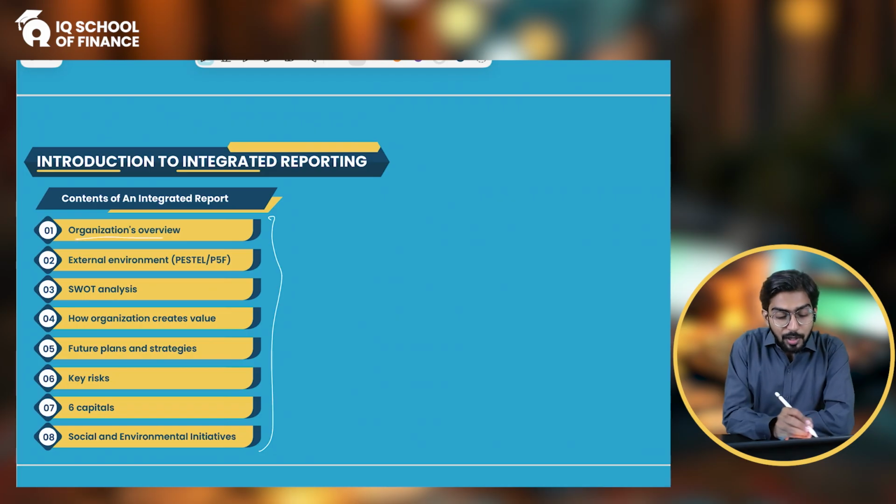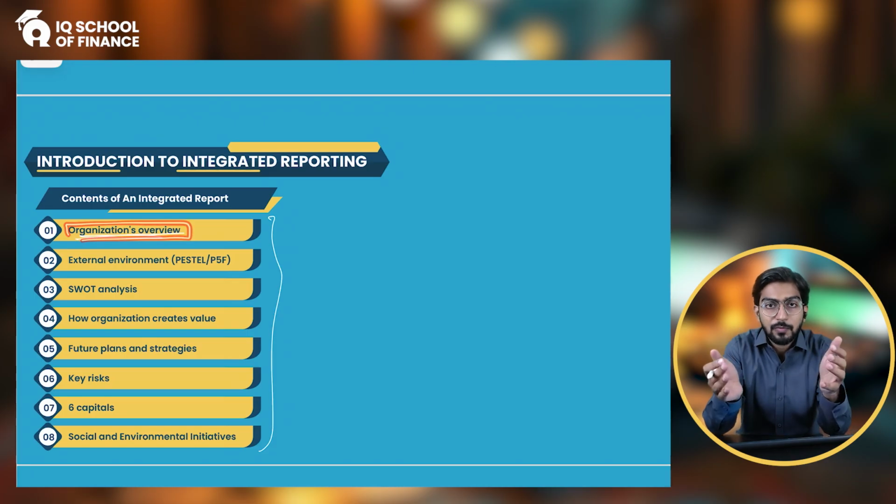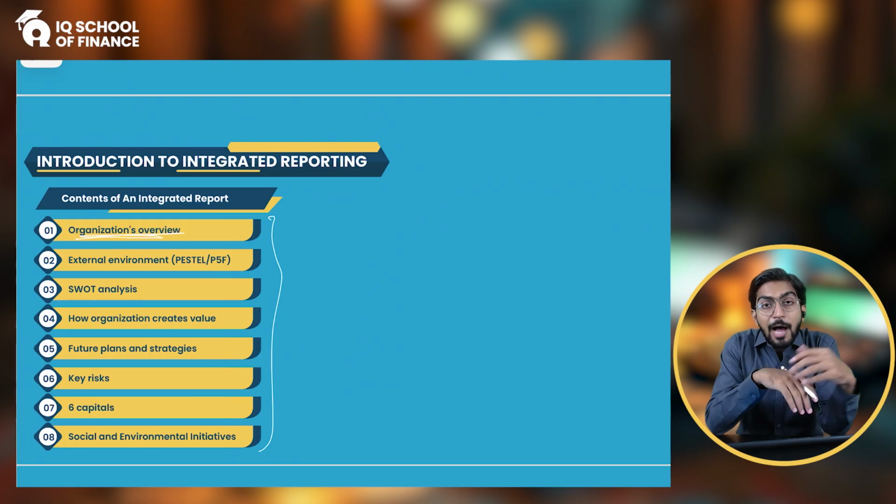Number one, you have to disclose first the organization's overview, that what business you are doing, what are your objectives, what is your mission, what is your vision, what are your values, how you are going to survive in the future, what are your strategies, what are your plans, what risks and opportunities you are going to face in the future, how you are going to avail them. So on a macro level, you actually provide the organization overview. That means what have you been so far, what have you achieved, and what are your plans, what are you trying to achieve. All right.